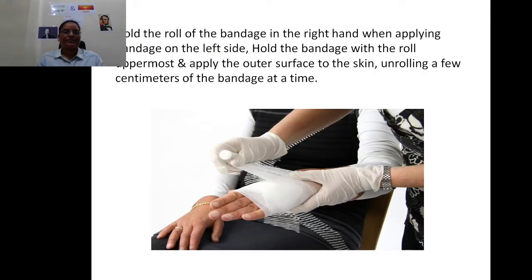Then next is hold the roll of the bandage in the right hand when applying bandage on the left side, and hold the bandage with the roller uppermost, as you can clearly see in the picture, and apply the outer surface to the skin, unrolling a few centimeters of the bandage at a time. I hope you can clearly understand from the picture. I have applied it for this purpose only.